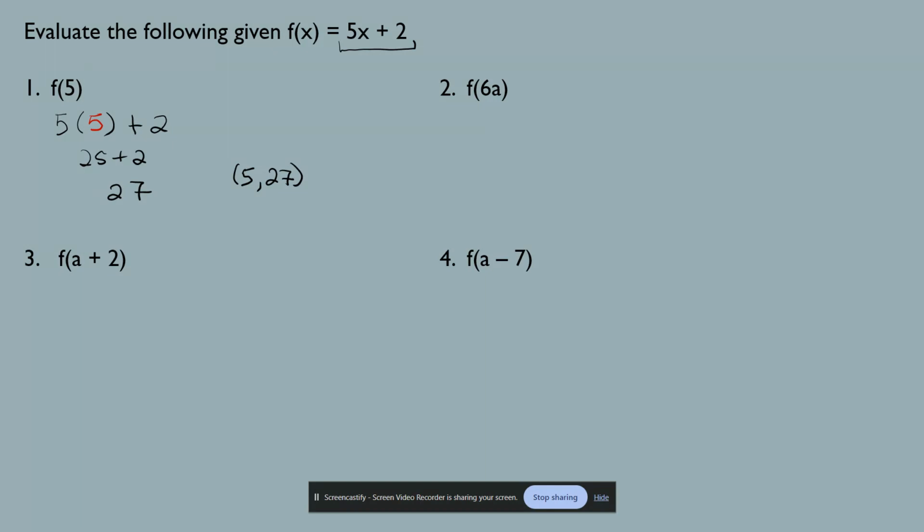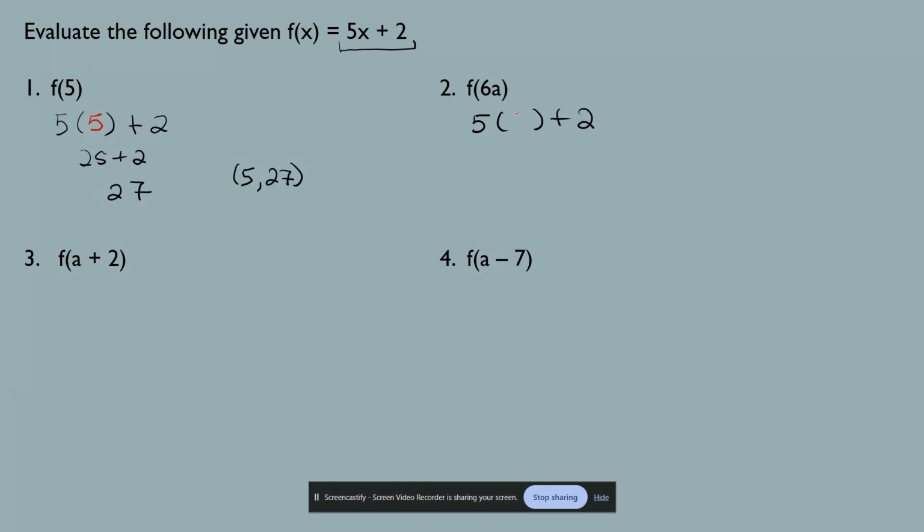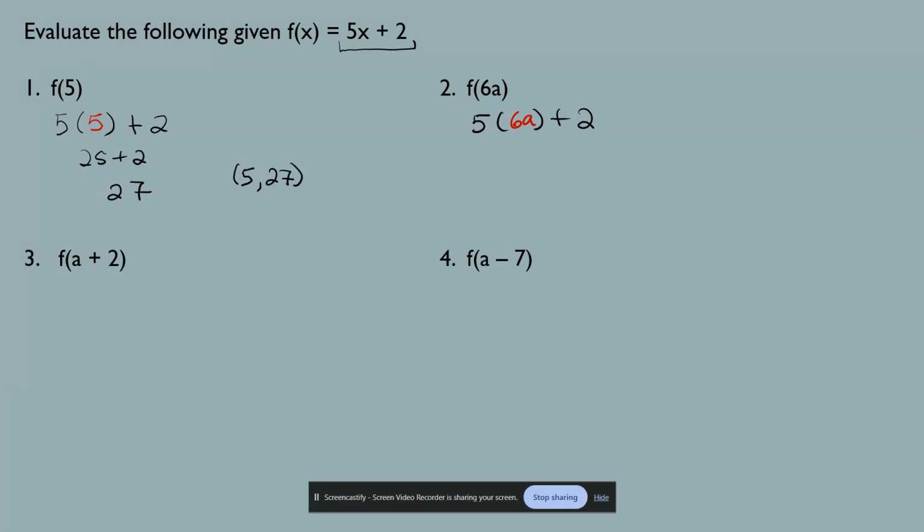All right, let's look at what's going to be my f of 6a. Same thing, I'm going to write down the 5x plus 2, and instead of the x, I'm just going to put parentheses around it. And then for here, let's substitute the x as 6a. So all I'm going to do is multiply the 5 and the 6a, which ends up giving you 30a, and then plus 2. That should be your final answer.